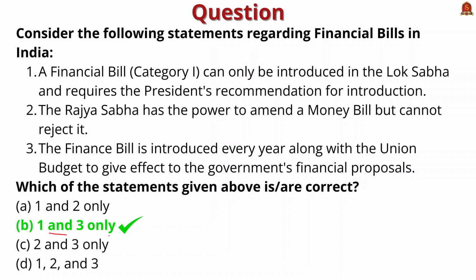The answer is 1 and 3 only. Let us see the explanation. Statement 1 is correct. A financial bill category 1 can only be introduced in the Lok Sabha and requires the President's recommendation for introduction. Statement 2 is incorrect.